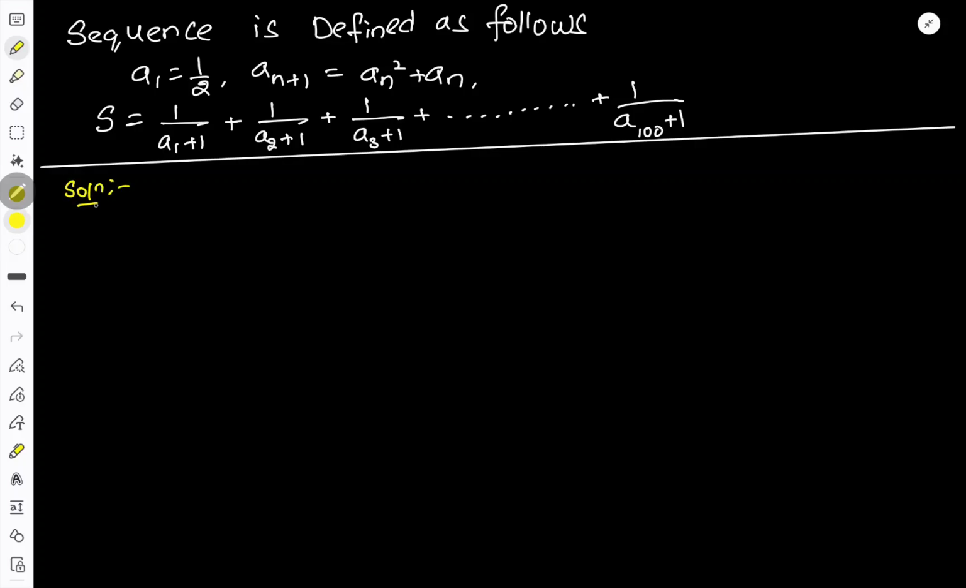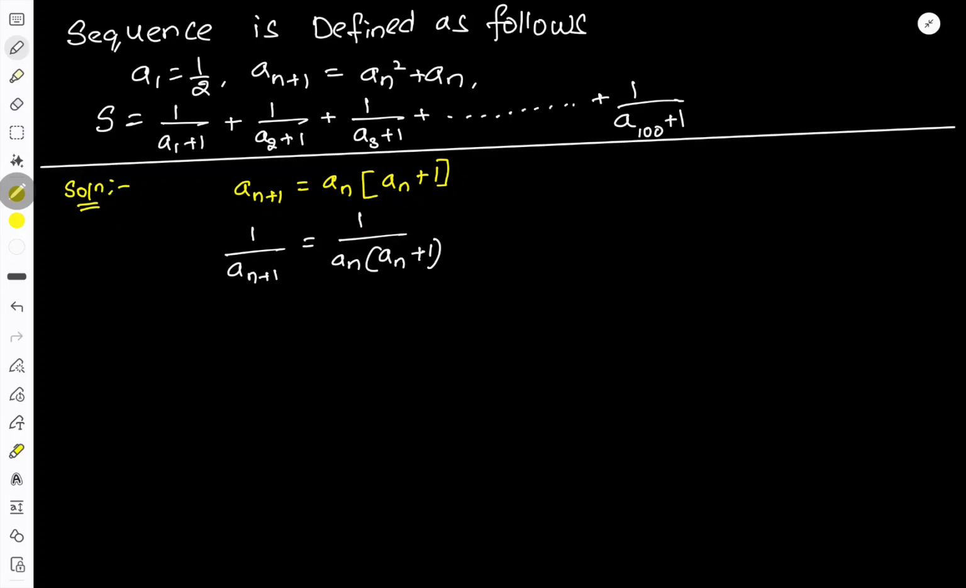Recurrence relations. So clearly it's evident that a(n+1) is equal to, taking an common, we have an times (an plus 1). So when I take the reciprocal of it, 1 by a(n+1) would be equal to 1 by an times (an plus 1). The plus 1 is not for n, the plus 1 is for the entire an.